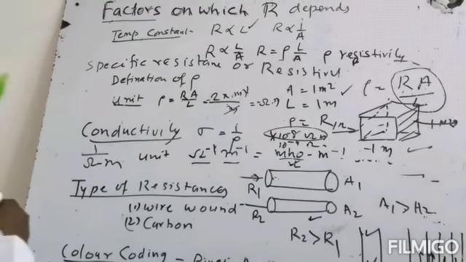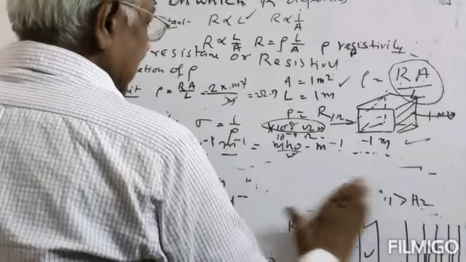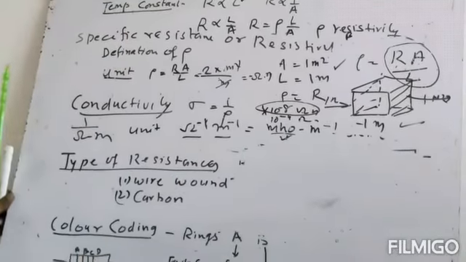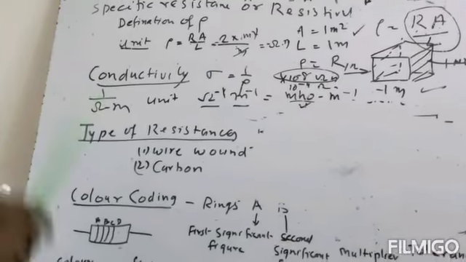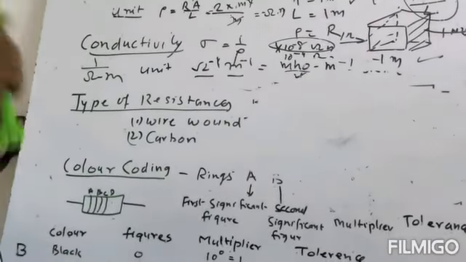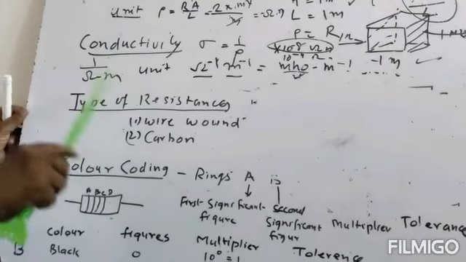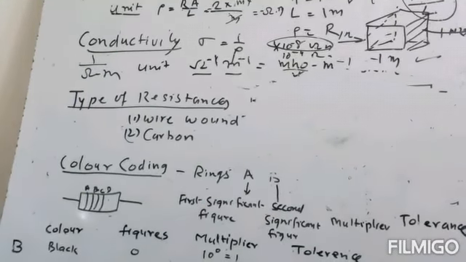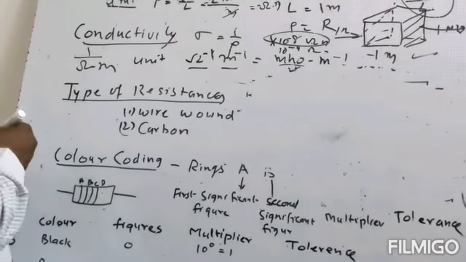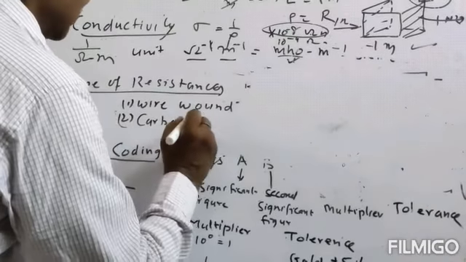Now what are the types of resistances? As we studied here, resistance is a property of the conductor to obstruct the flow of charges through it. Now we can have different types of resistance. One is wire wound resistance and another is carbon resistance.